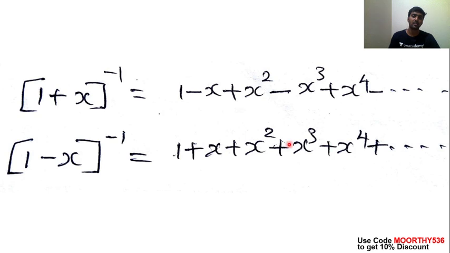The shortcut to remember this formula: in the first, alternating symbols are used, plus minus plus minus, as we increase the polynomial order of the x. In the second formula, 1 minus x the whole power minus 1, both are the same sign, so we use a plus symbol continuously: 1 plus x plus x square plus x cube plus x power 4. We are expanding as per this.